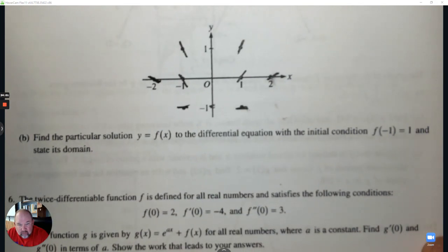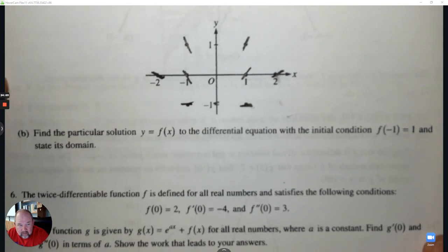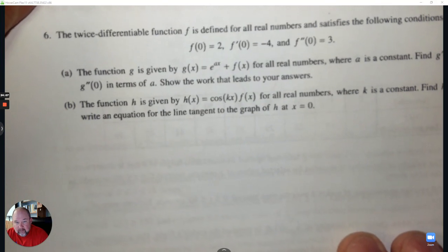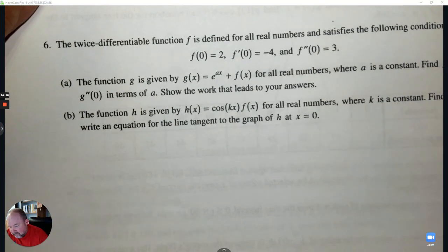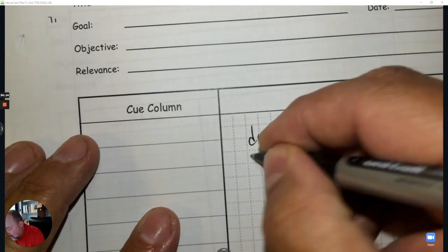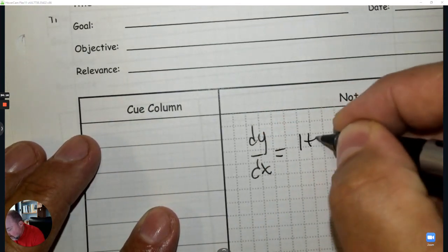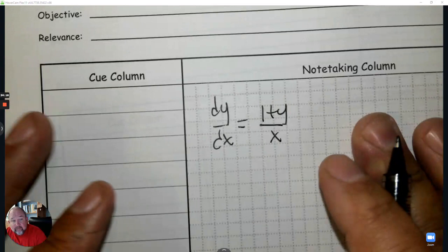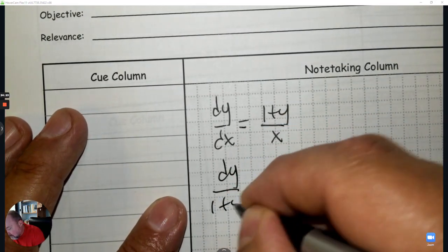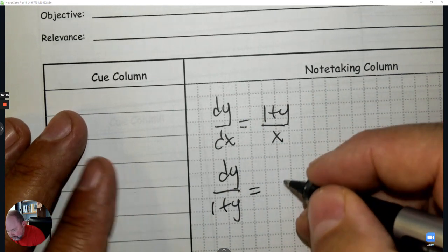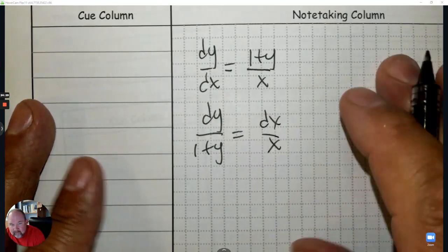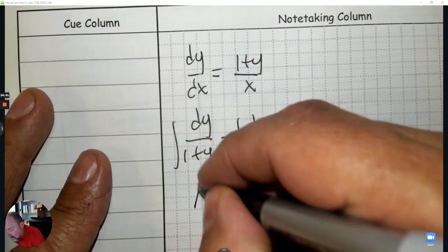Find the particular solution with the initial condition of -1, 1. All right, I'm just going to do it right here on the page. Is that all right? I'll do it here. So, can you solve a differential equation? Can you separate the variables? So I'm going to multiply by dx and divide. So if you separate it, this is what it's going to look like. And then integrate this. These are both going to be logarithms.